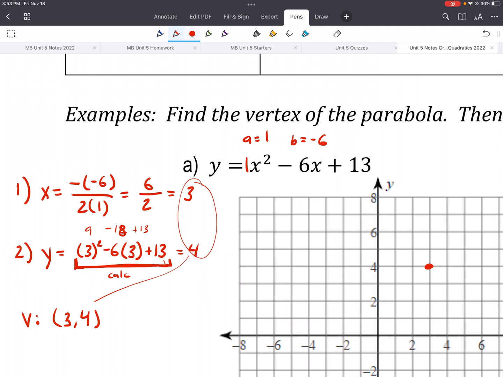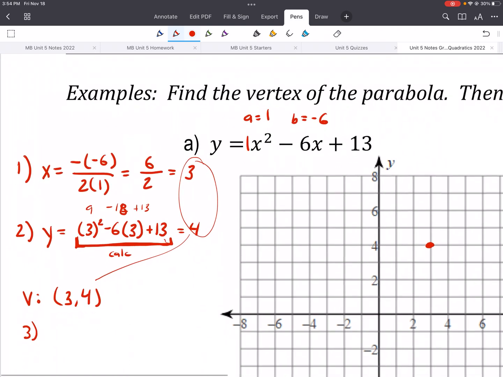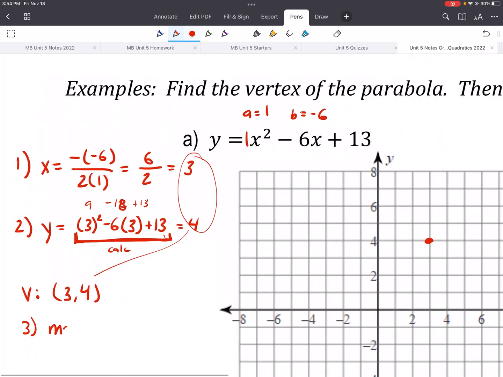And then we just use our growth pattern to find more points. Sorry, it's not working. More points. Use the growth pattern.